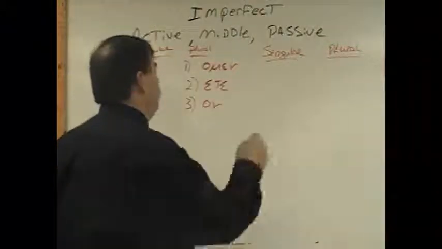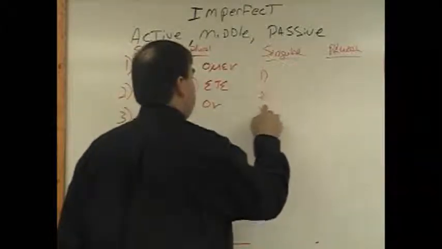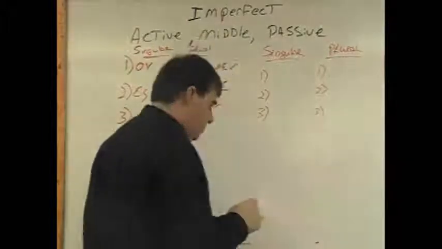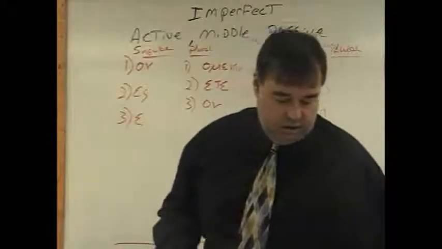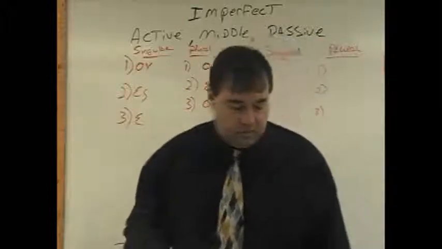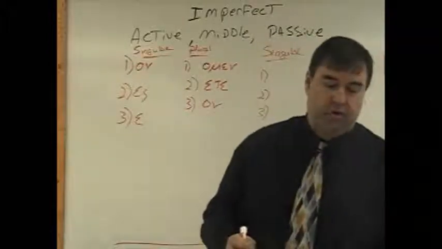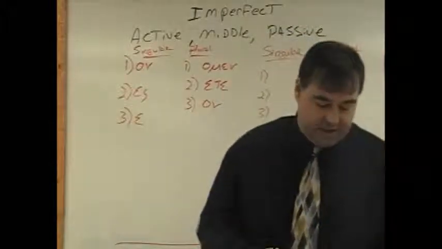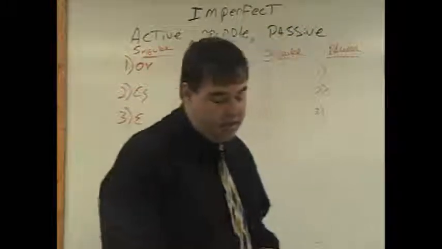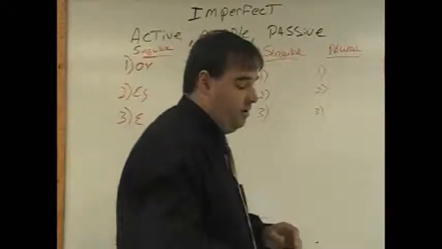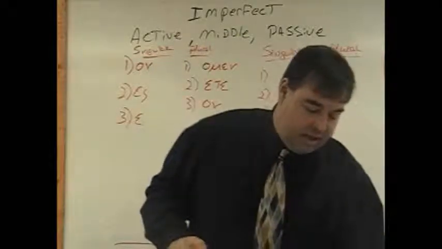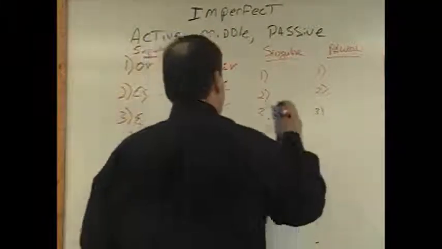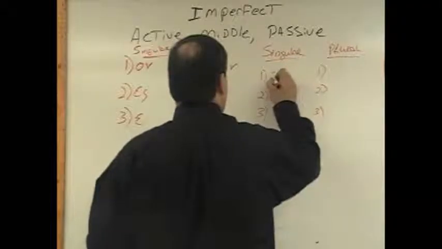We want to number those again: 1, 2, and 3, and 1, 2, and 3. I want you to go to page 25 in your book. I'm sorry, I should have told you this: page 24 is where we started today. And you see the endings there. Let me get those up here. We're going to use the variable vowel this time.